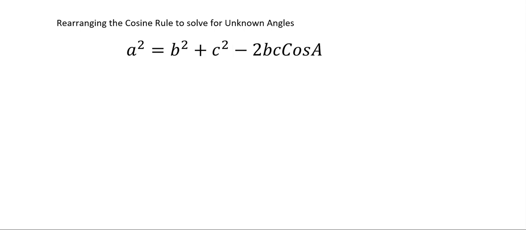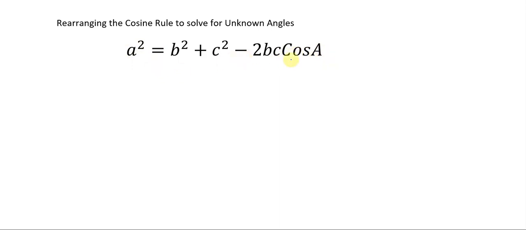We're going to have a look at rearranging the cosine rule so that we can use it to solve for unknown angles. Because right now we've got a side isolated and we want to be able to solve for an angle. Now you'll remember that we use capital letters to represent our angles. So we want to get this cosine A value isolated on one side of the equation.